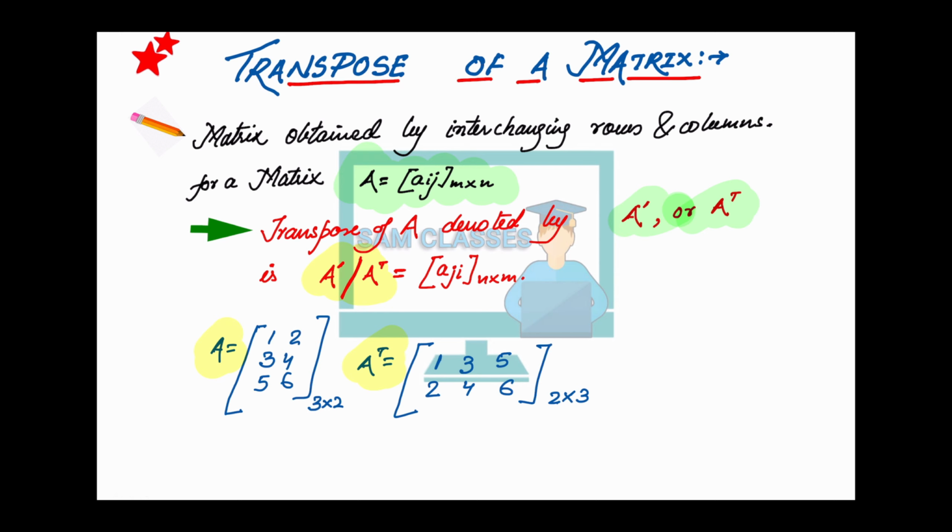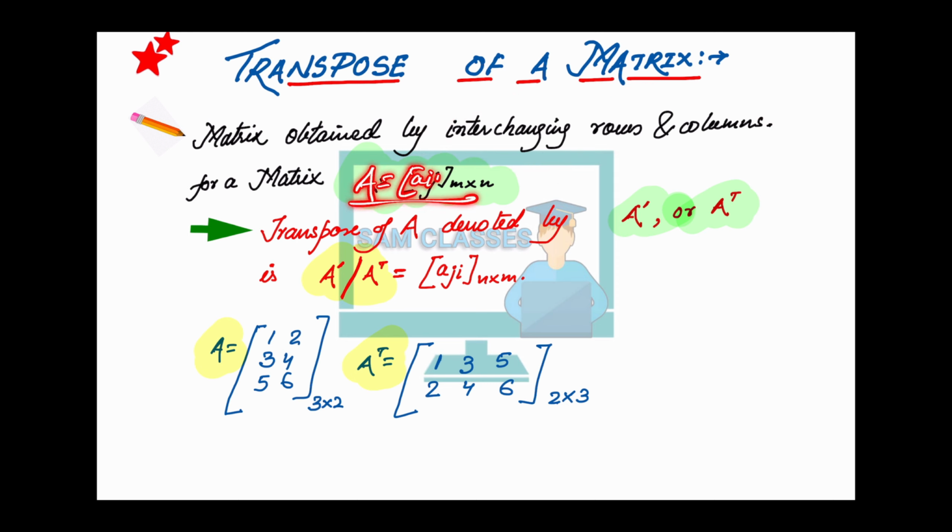So let's start with the transpose of a matrix. Now, what do you mean by transpose of a matrix? Very simple concept, students. We won't go much in depth, but I'll give you a clear idea. A matrix which is obtained by interchanging the rows and columns.